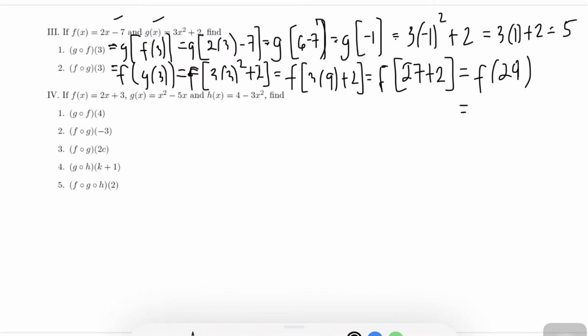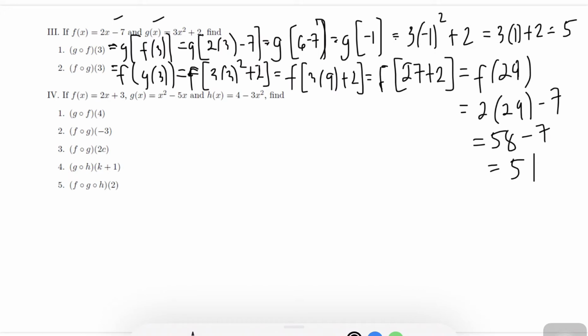So using f, what is our f? 2x minus 7. 2 times 29 minus 7. 58 minus 7, so we have 51. So that is our answer. So just apply the composition of functions.